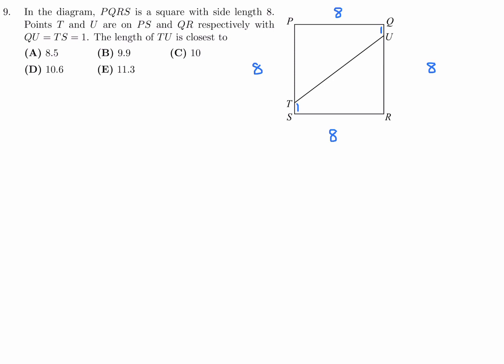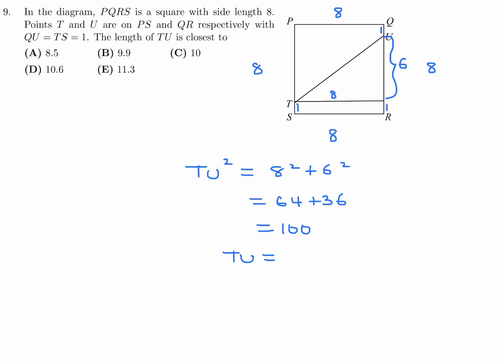Well, it will help if we draw a line across like that. And that means that this little guy is 1. And then the distance from here to here will be 8 minus 1, which is 6 from here to here, and therefore this is, of course, 8 from here to here. And now we can figure out TU pretty easily using Pythagoras. So TU squared is 8 squared plus 6 squared. That's going to be 64 plus 36, which is 100. And therefore, TU is the square root of 100, which is just 10. So number 9, the answer is C.